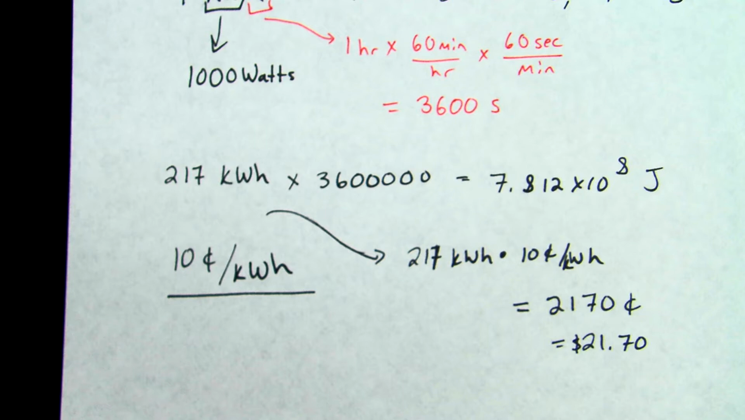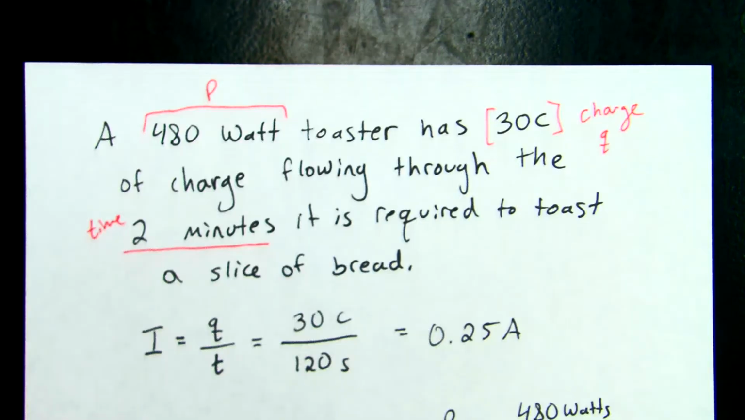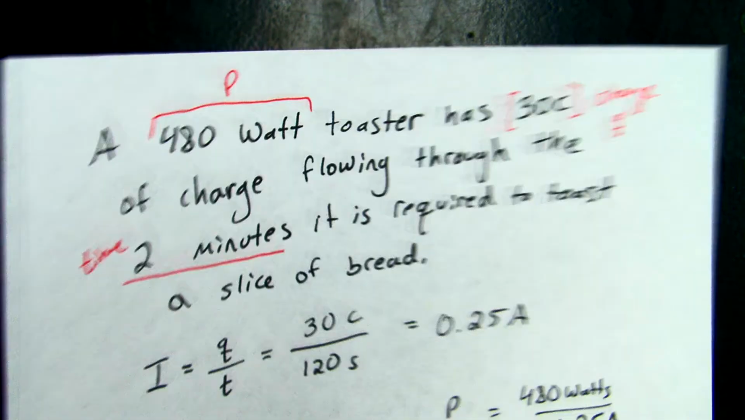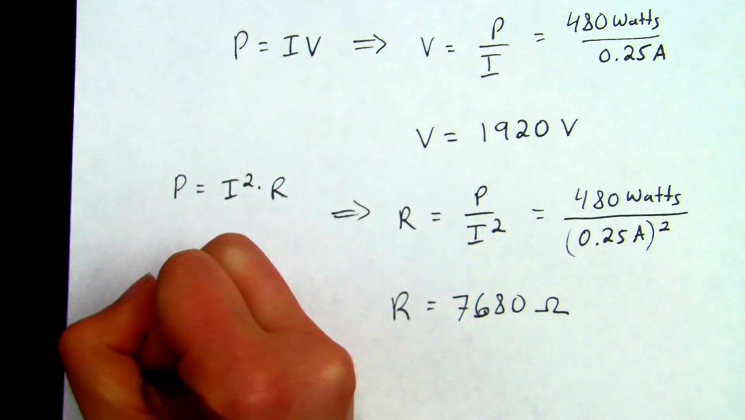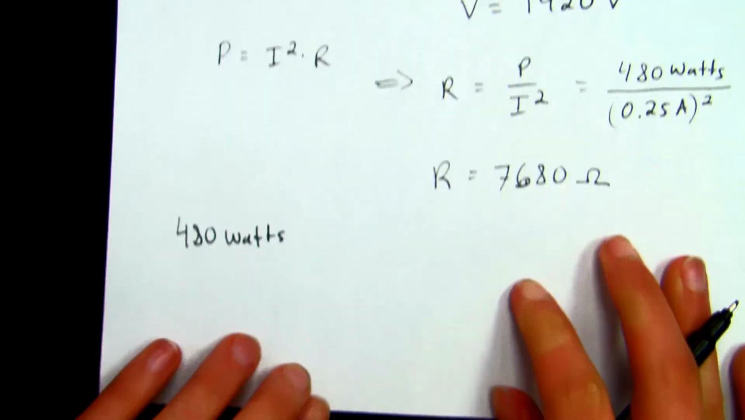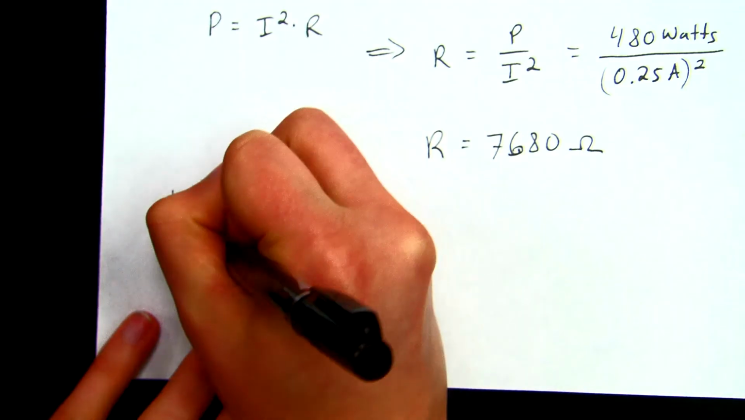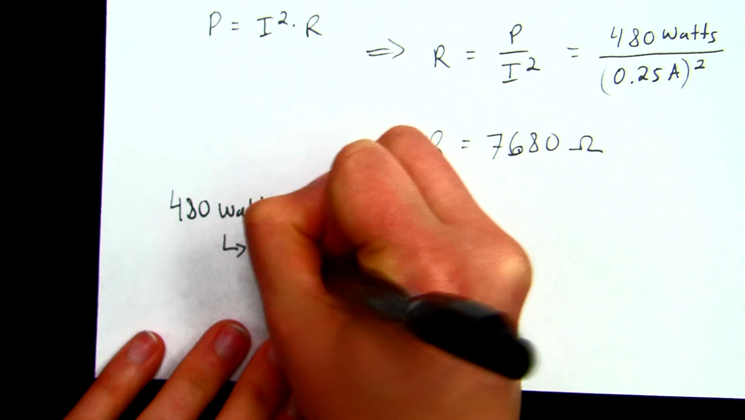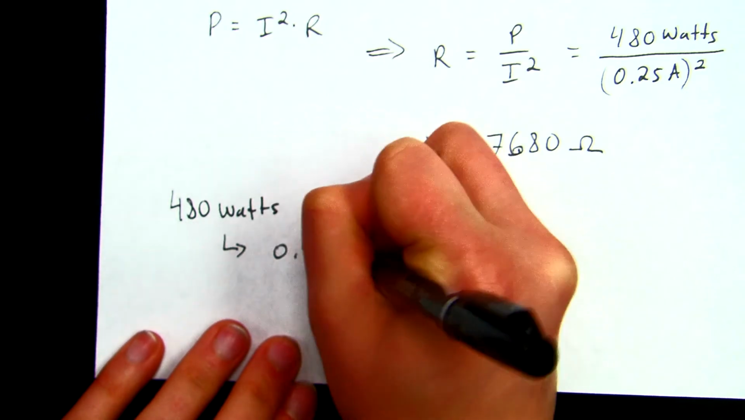Okay. So I want to take a quick backtrack to our toaster question. And we're going to assume once again that we're in North Carolina. So we found all of this information about our toaster, but we didn't figure out how much it cost to run our toaster. So we're going to start with 480 watts, and we're going to turn that into kilowatts. So we divide by 1,000. This would be 0.48 kilowatts.